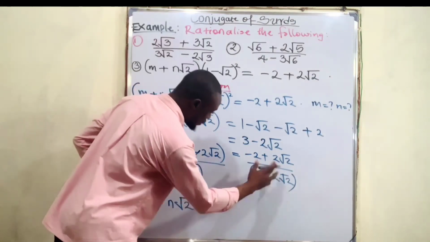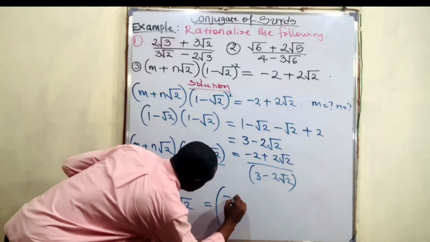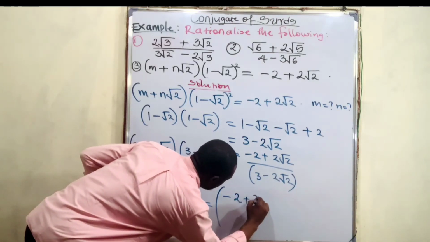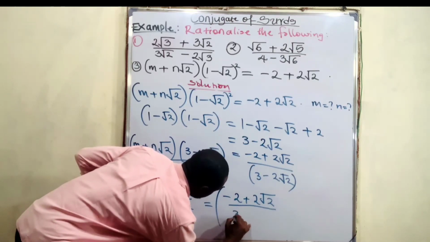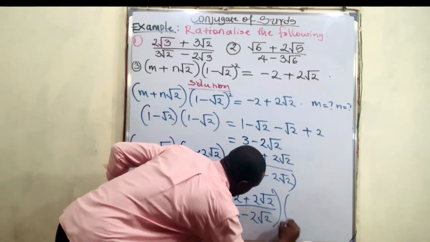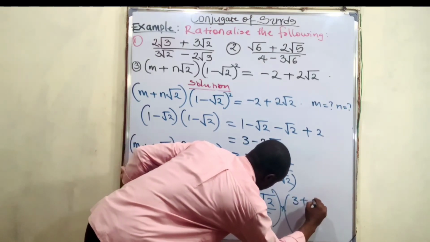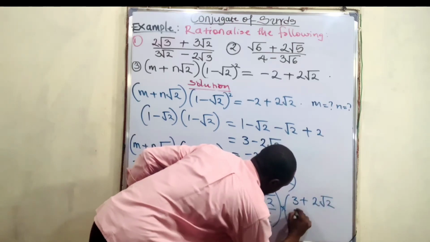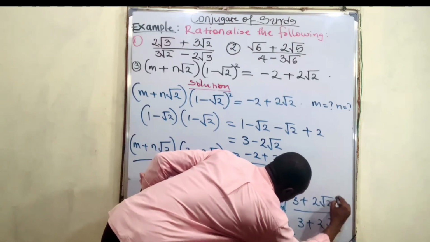So we rationalize this, and we have something like this as minus 2 plus 2 root 2 divided by 3 minus 2 root 2 in bracket, close bracket, multiplied by 3 plus 2 root 2 divided by 3 plus 2 root 2, close bracket.